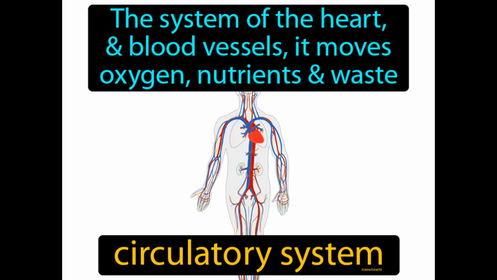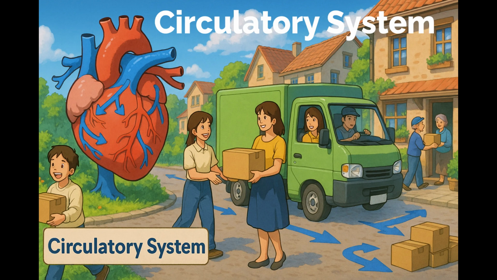The system of the heart, blood, and blood vessels, it moves oxygen, nutrients, and waste. Circulatory system. It is the body's network that transports blood, delivering essential substances like oxygen to cells and removing waste. Imagine trying to manage a citywide delivery service where packages need to be sent to and picked up from every house efficiently. This is similar to how the circulatory system works in our body.